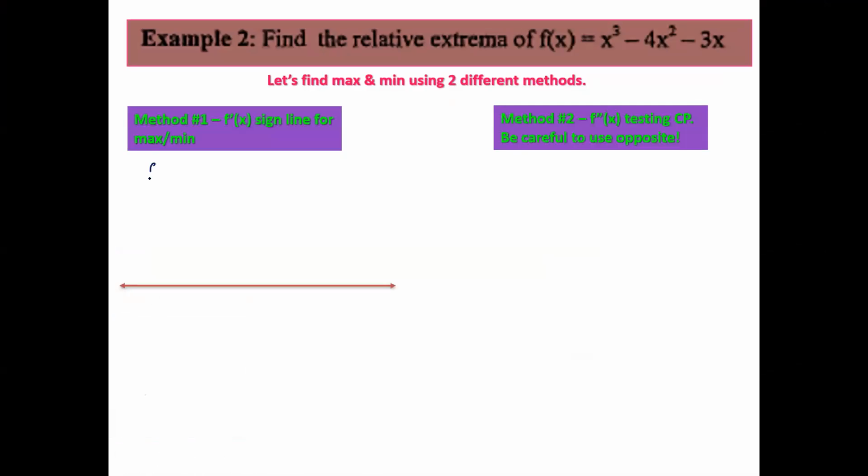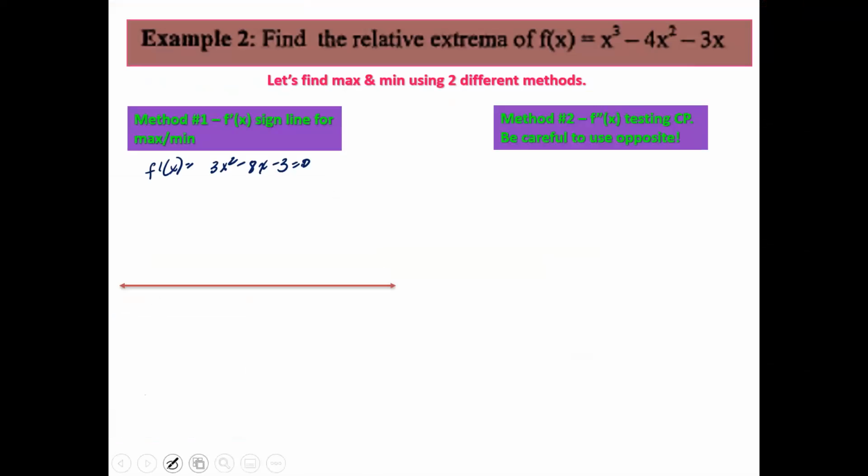Pretty simple, f of x. So if I were to go ahead and find f prime of x, I would have 3x squared minus 8x minus 3 is equal to 0. Okay, once I have it this way, you will need to ask yourself, how can I go ahead and factor this out?